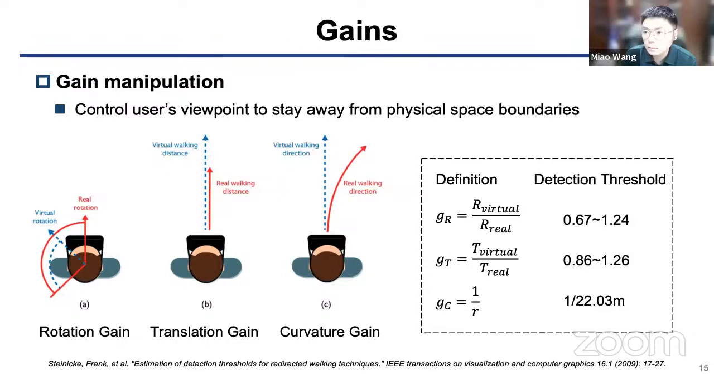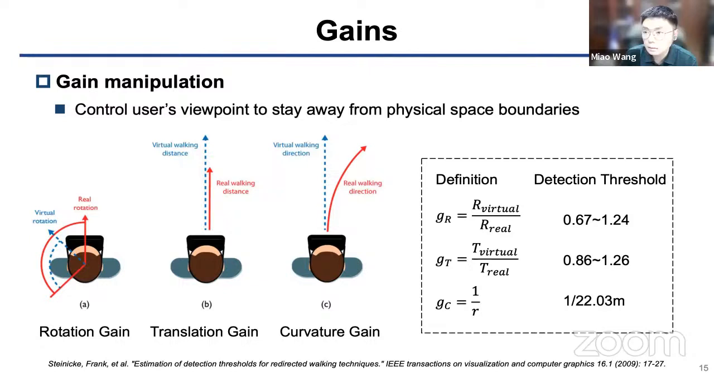So, for example, the detection threshold of the rotation gain should be 0.67 to 1.4. These gains are measured by user experiments and can be used to manipulate. For example, if they use 1.5 and the user walks in the physical space strictly, then the people walk in the virtual space at 1.5 meters.